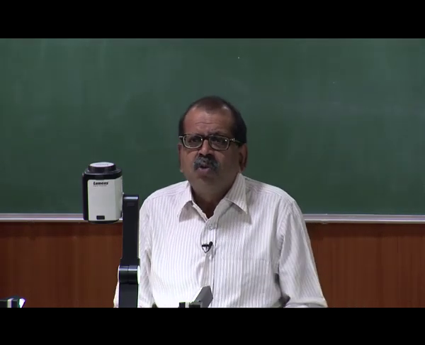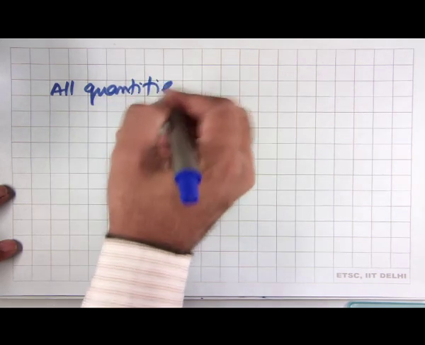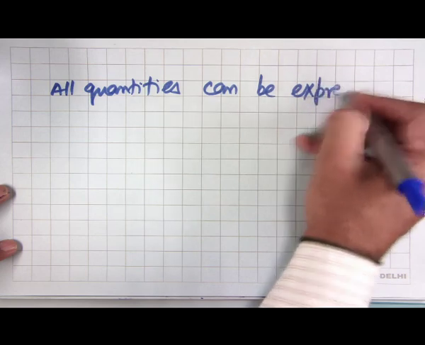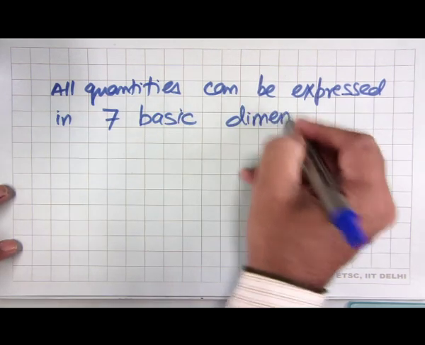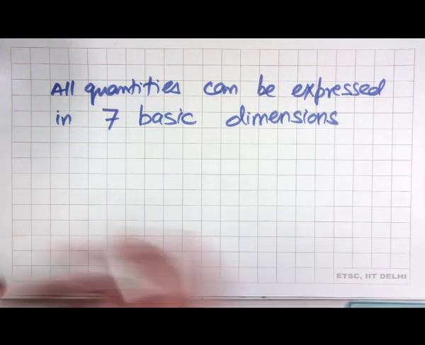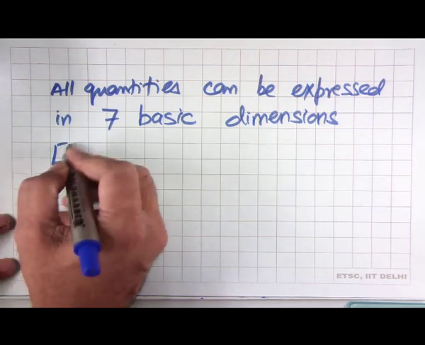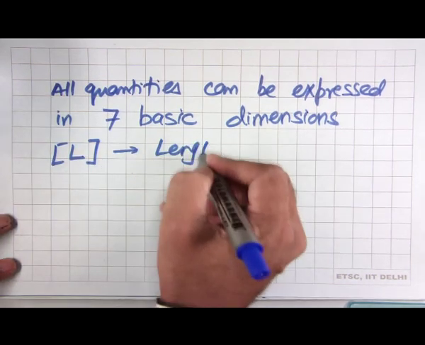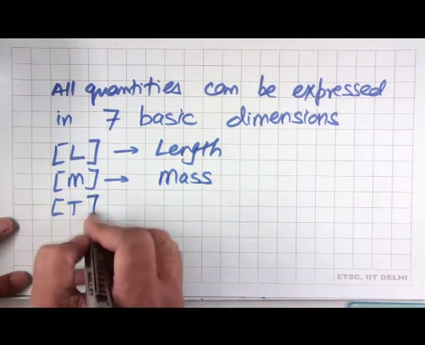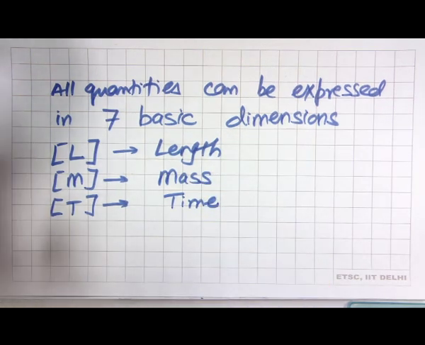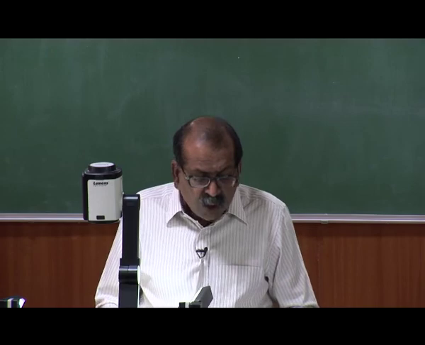What we find is that all the quantities which we measure can be expressed in 7 basic dimensions, and it will turn out that maybe all of them do not need the 7 basic dimensions. And these 7 basic dimensions which we choose: length, mass, time. These are the 3 basic dimensions which will come in most of the mechanics problems. Problems involving classical mechanics will normally have only these 3 dimensions.